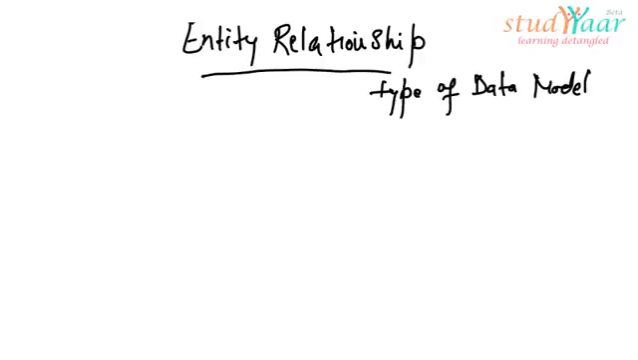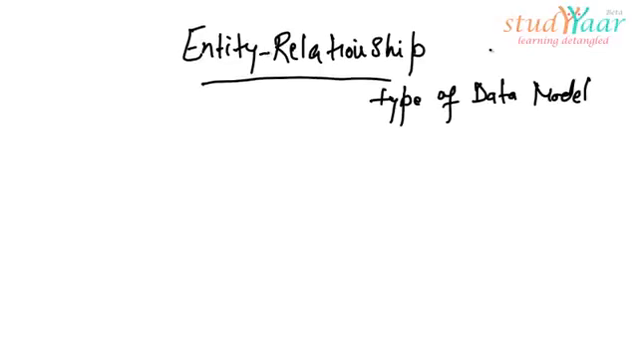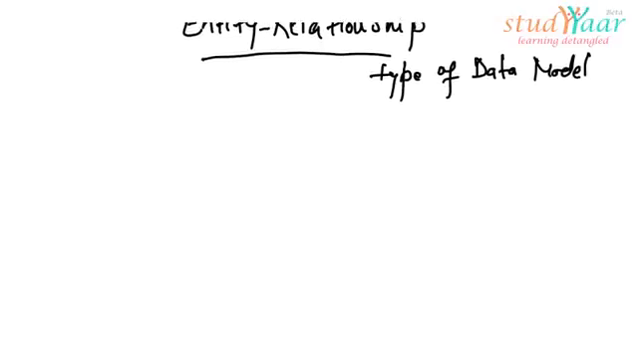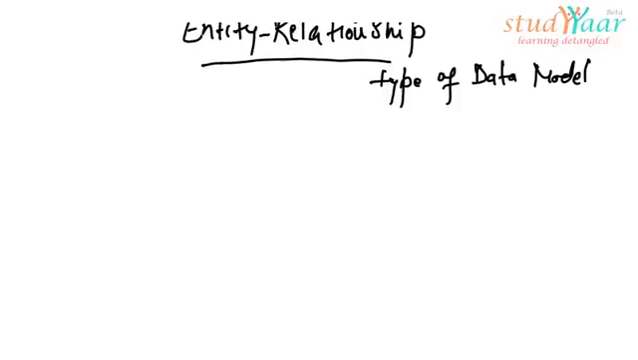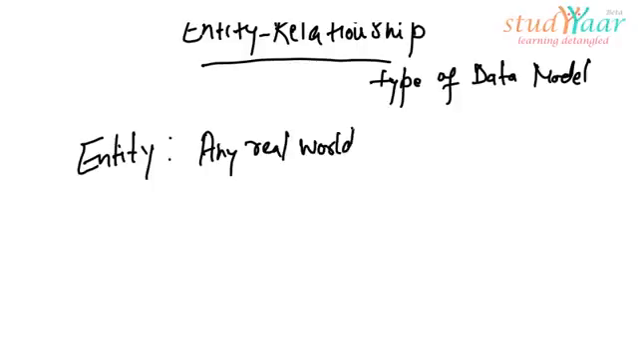So let's see how an entity relationship model maps the real world into the database. Let's first understand what an entity is. An entity is any real world object or thing that can be distinguished from other things. So there should be some mechanism through which you can identify that thing that can be distinguished.